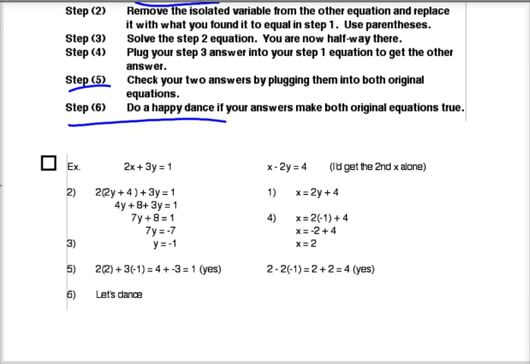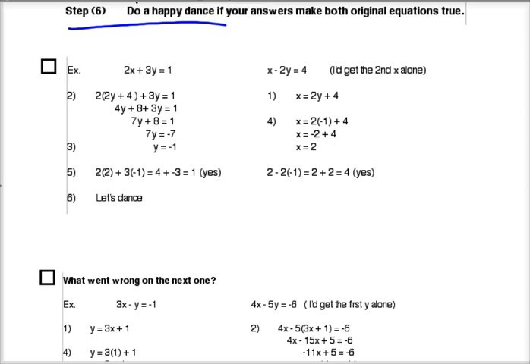So here's what we got. We've got 2x plus 3y equals 1 and x minus 2y equals 4. I want to come up with the x and y that work for both. So I'm going to get a letter alone. I said I'm going to get this x over here alone because there's a 1 in front of it, and it's real easy to get it alone. All I have to do is add 2y over and step 1 is complete.